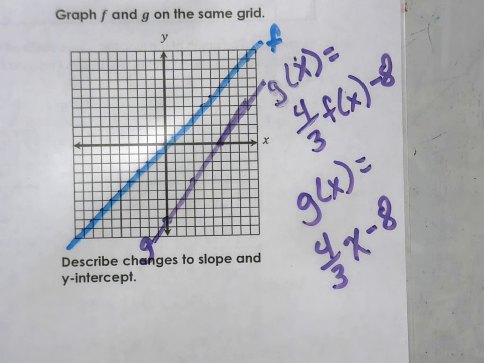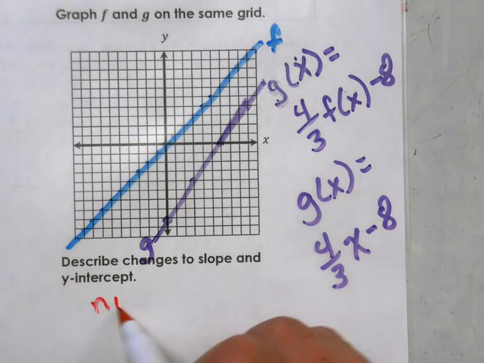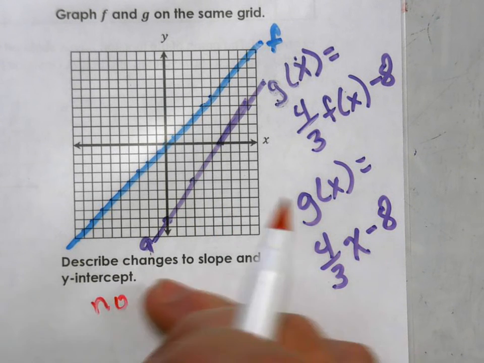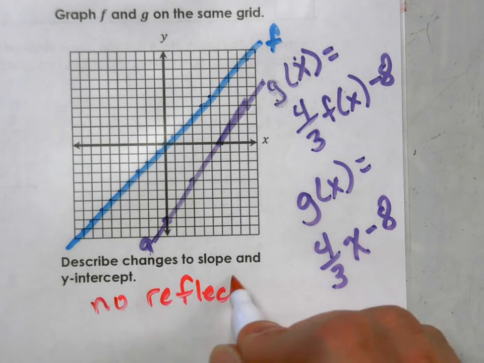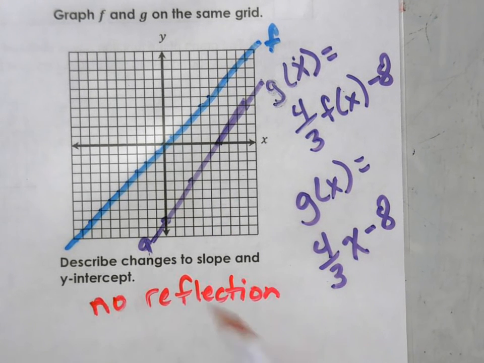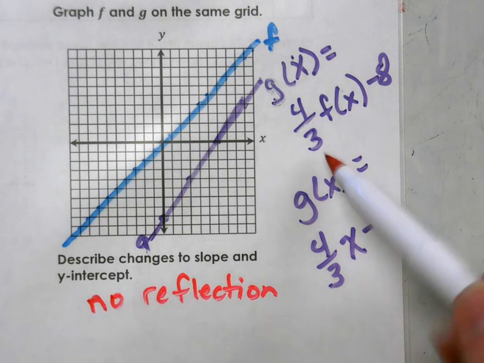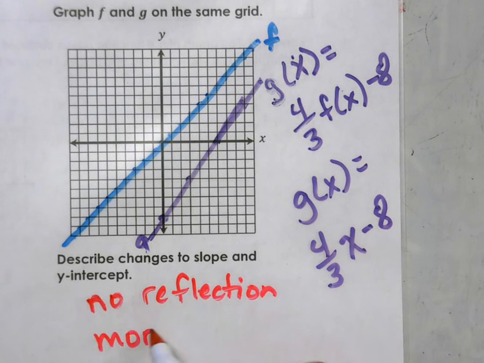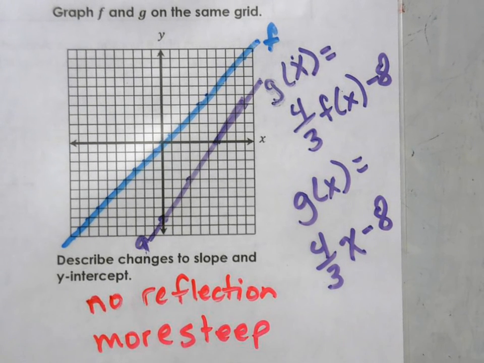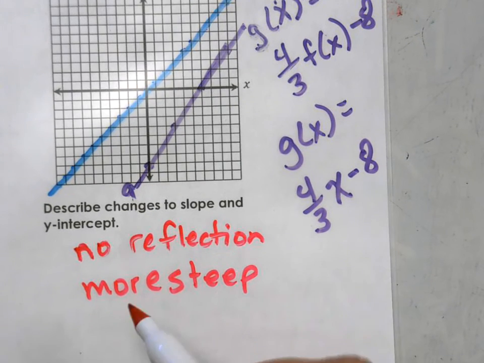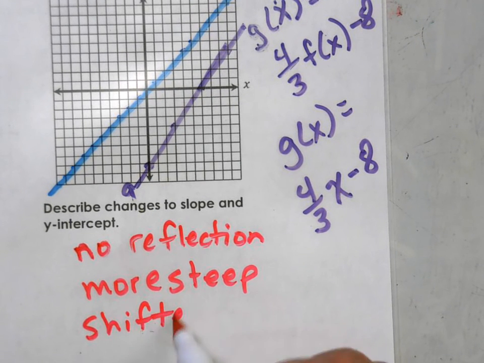Was this one reflected? No reflection. Did it get less steep or more steep? More steep, because 4 over 3 is bigger than 1. So more steep, and shifted down 8.